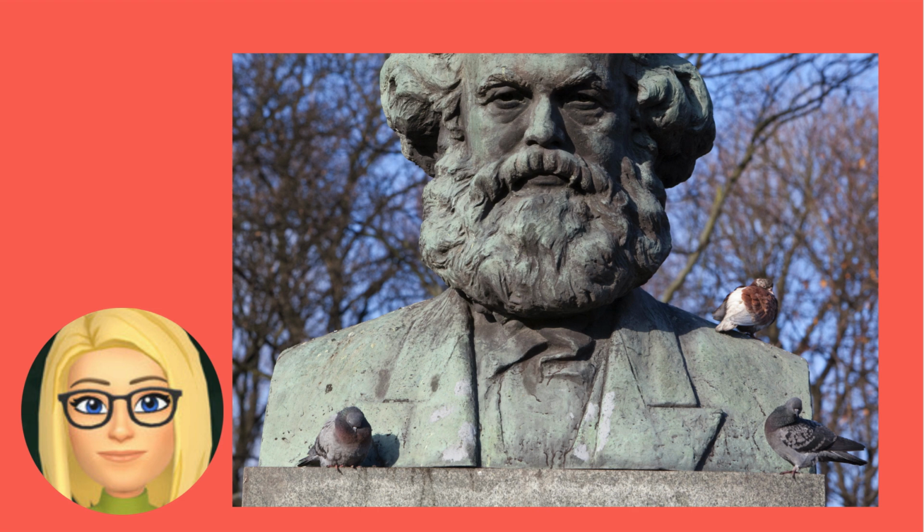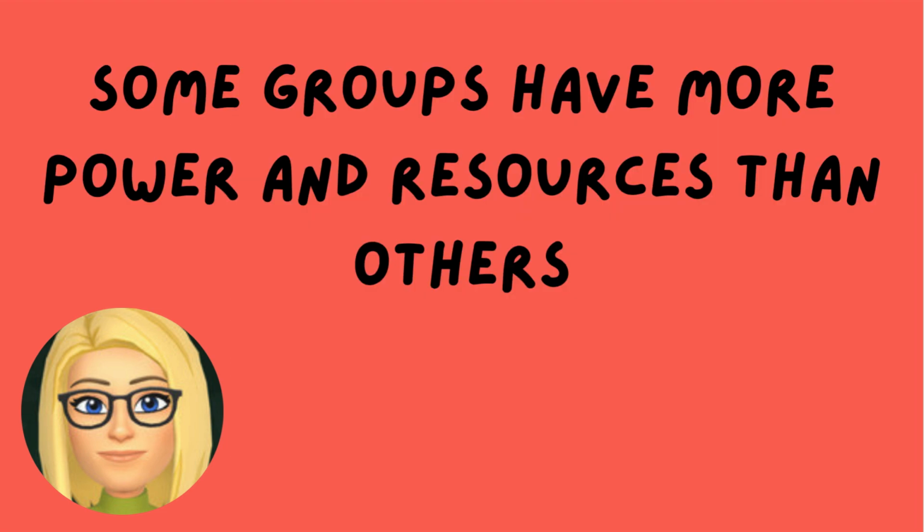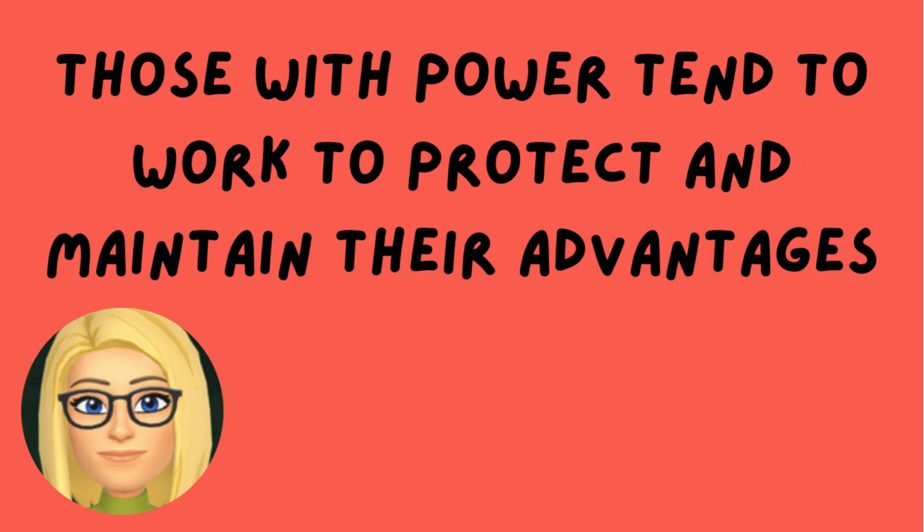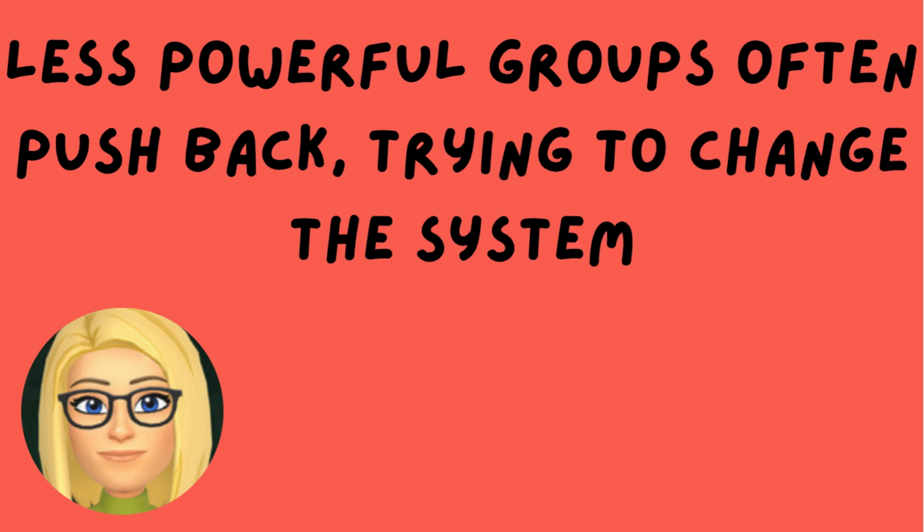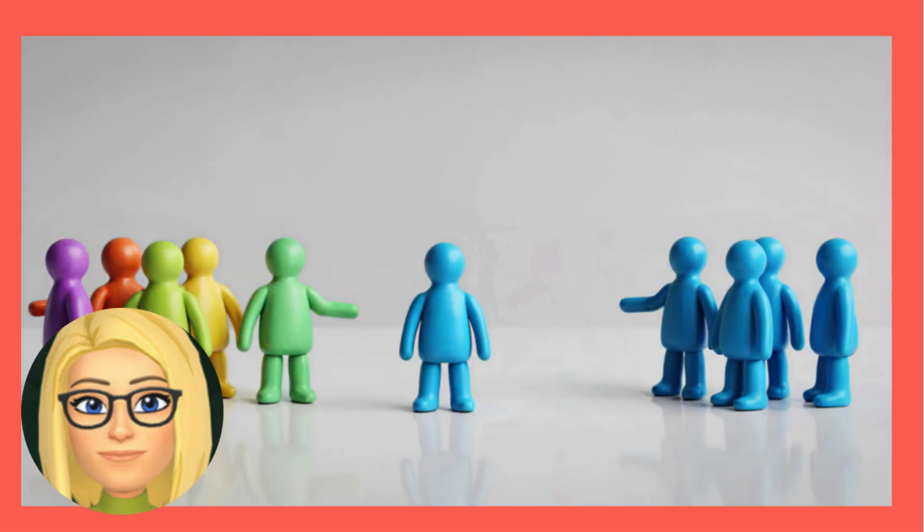At its core, conflict theory makes 3 key claims. First, some groups have more power and resources than others. Second, those with power tend to work to protect and maintain their advantages. And third, less powerful groups often push back, trying to change the system. In other words, society isn't shaped only by agreement. It's shaped by conflict between groups.